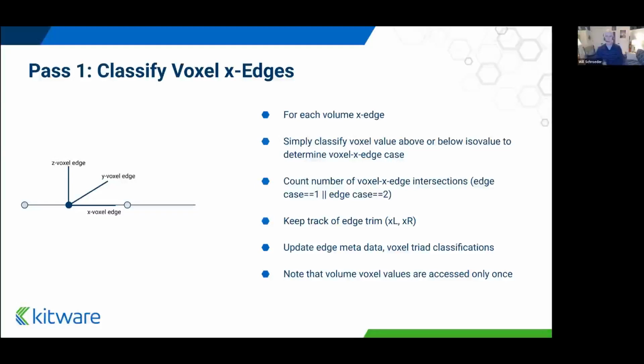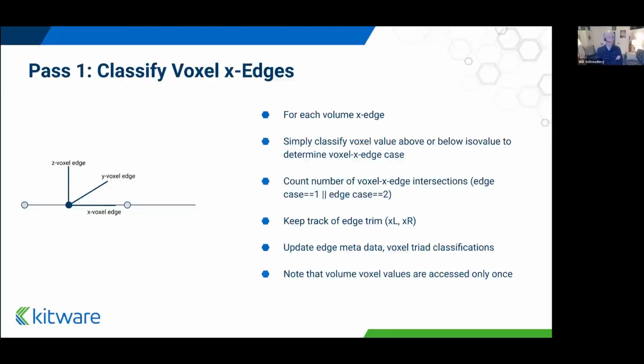In order to do that, we count the number of voxel edge intersections, edge case 1 or edge case 2. Otherwise, there's 0 voxel edge intersections. We also keep track of edge trim. That's the left-hand and right-hand side of the edge where output data may be produced. This is useful for eliminating or reducing computation. We also update the edge metadata that I showed you in the previous slide.